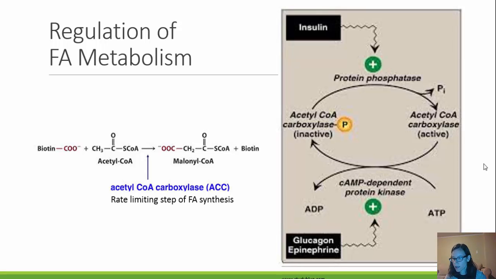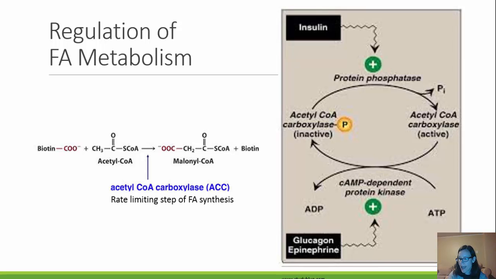Okay. So how is this metabolism regulated? Well, the major rate-limiting step of fatty acid synthesis is this step here, from acetyl-CoA to malonyl-CoA, with the enzyme acetyl-CoA carboxylase, or ACC. And ACC activity is affected by phosphorylation. And in a way that really makes sense. So if we have glucagon or epinephrine here, our body is saying, I don't really have enough.